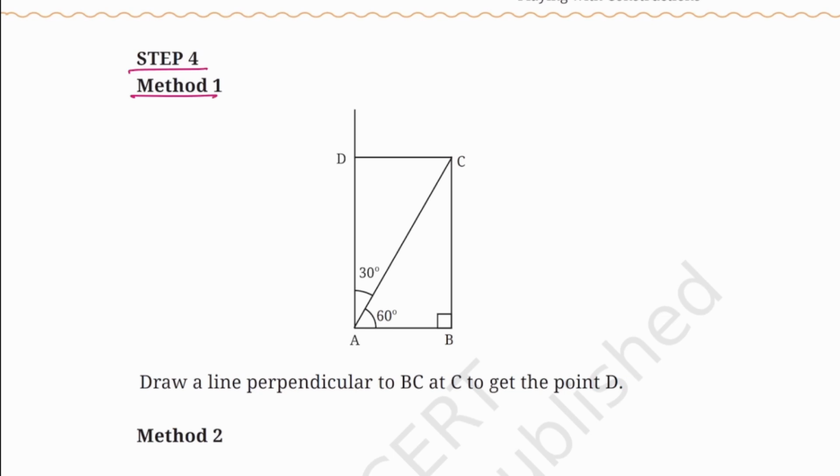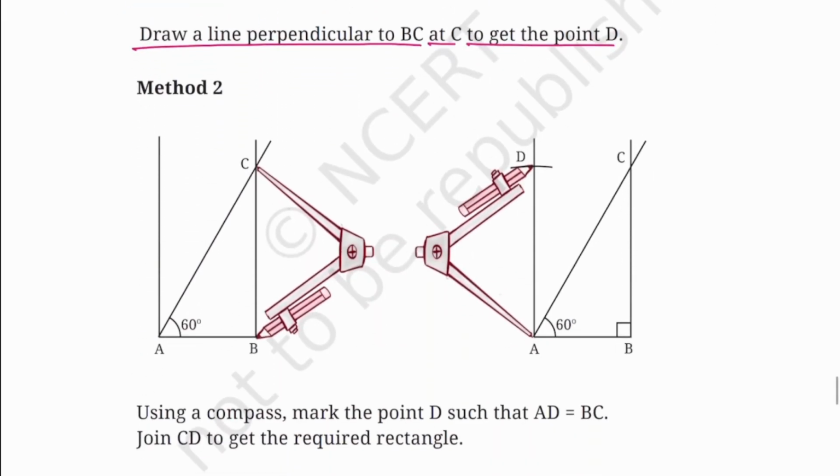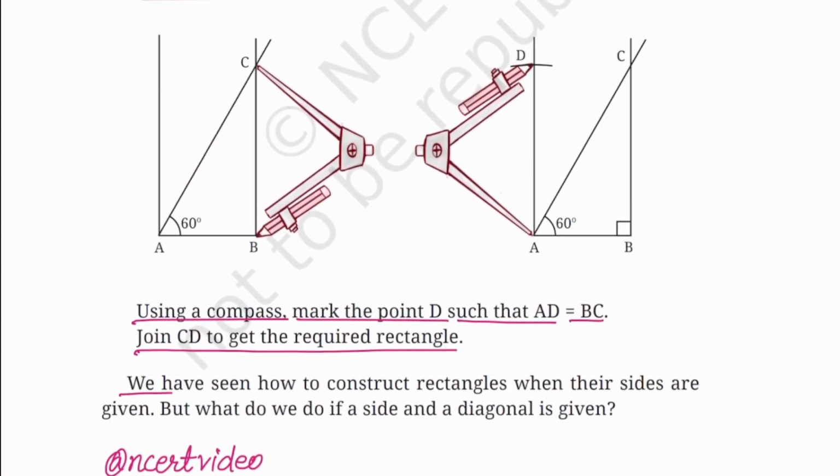Step 4, Method 1. Draw a line perpendicular to BC at C to get the point D, like this. Method 2. Using a compass, mark the point D such that AD is equal to BC. Join CD to get the required rectangle. We have seen how to construct rectangles when their sides are given. But what do we do if a side and a diagonal is given?